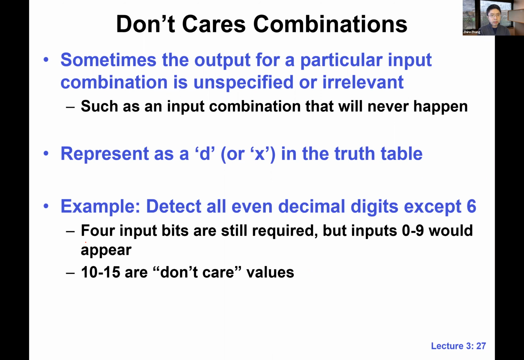So what exactly do we mean by don't care? Here's an example. Let's say we want to build a function that detects all the even decimal digits, except 6. But actually this part is not that important for now. First, just think about making a detector that detects all the decimal digits, which is from 0 through 9. This is our input set.